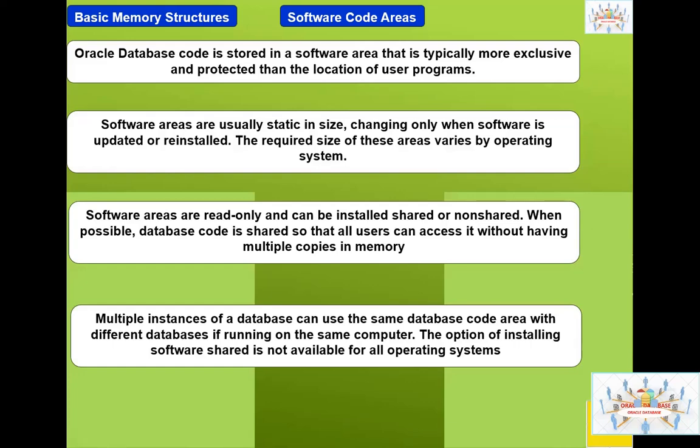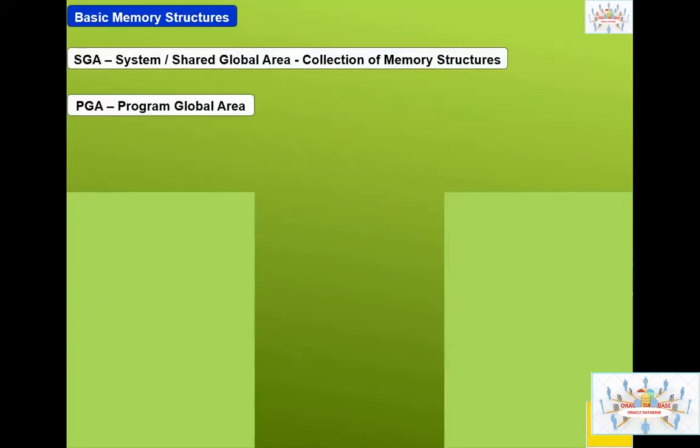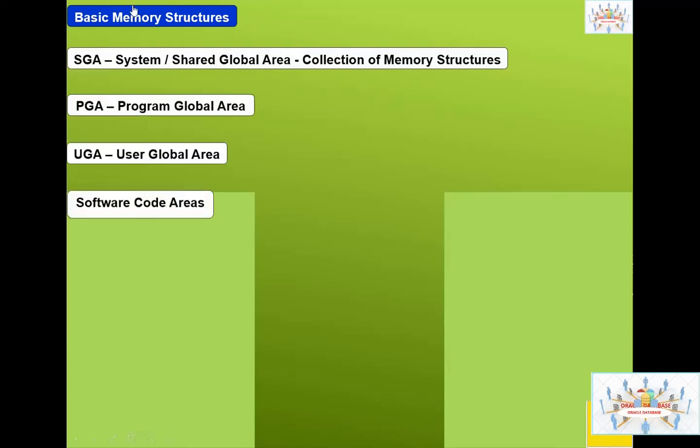With that, I think we have completed the memory structures. This is the journey we had for memory structures: we had SGA explanations, we had PGA and UGA, and finally the software code area.